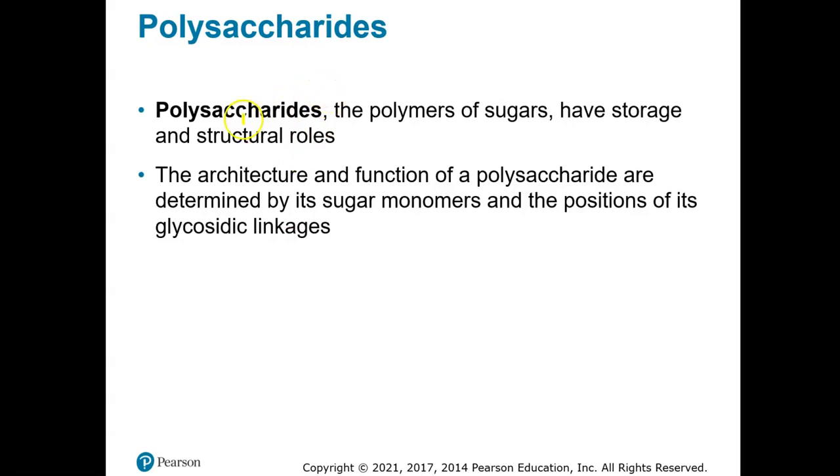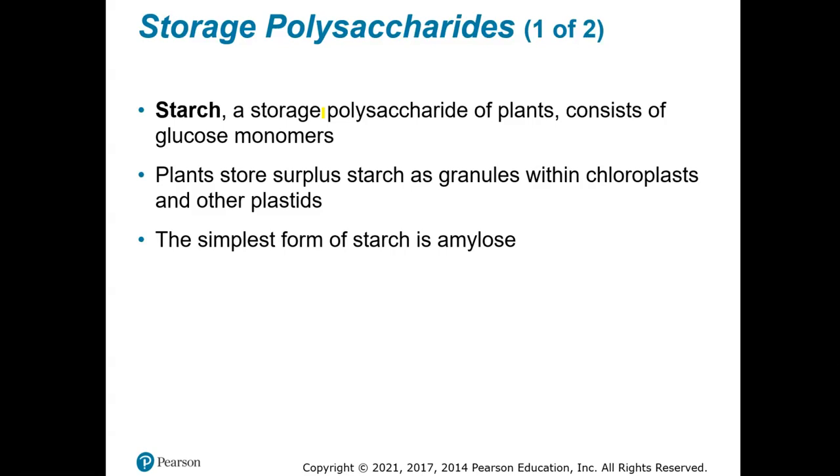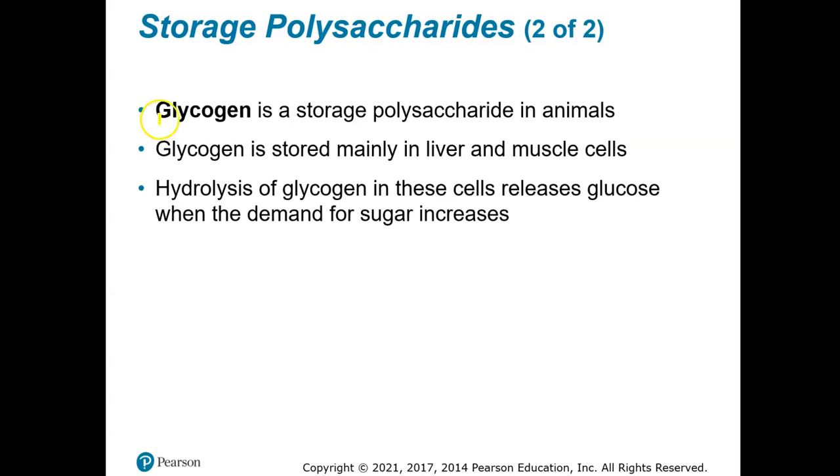And then we have polysaccharides, and we have a lot more examples of polysaccharides in nature. These are all going to be chains of glucose, the monosaccharide glucose. So the polysaccharides are the polymers of carbohydrates. Plants store glucose as starch, so it's a storage polysaccharide in plants. And then animal cells store glucose as glycogen, and we typically do that in our liver cells, and our muscle cells.